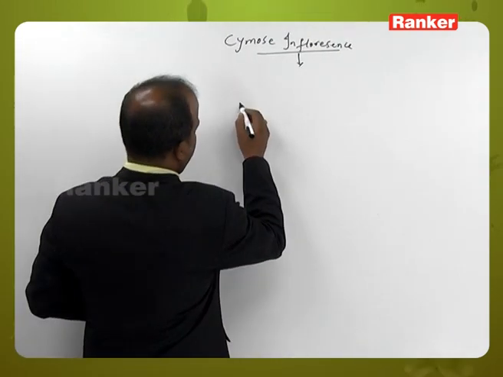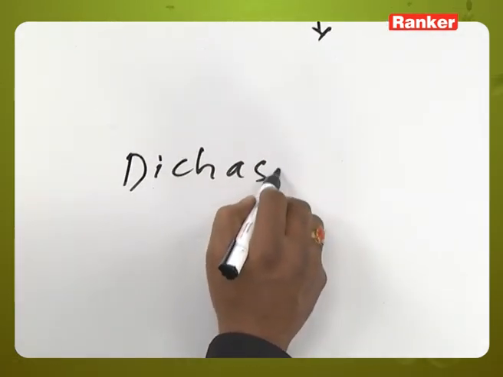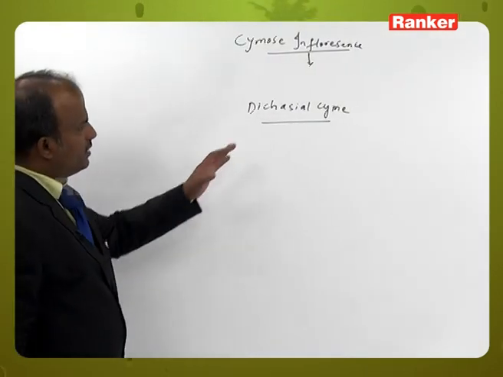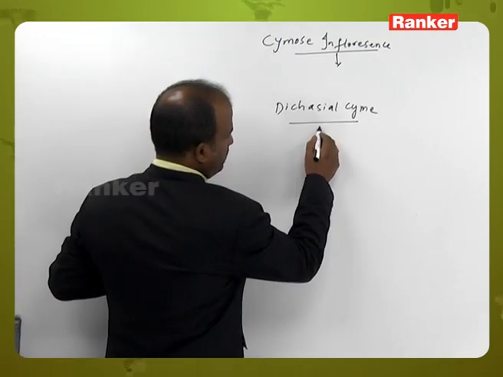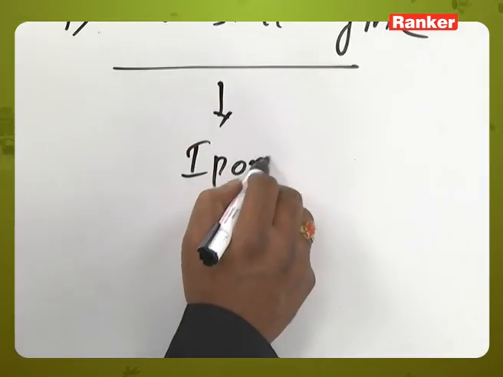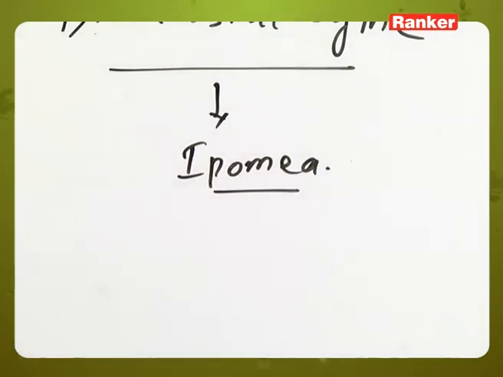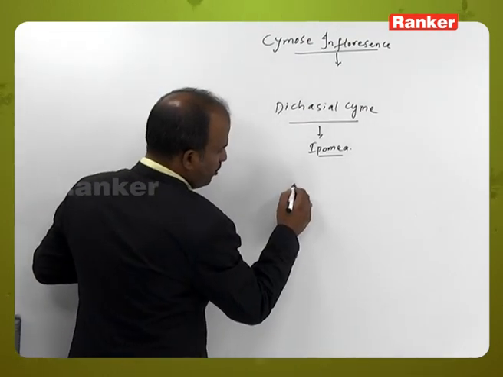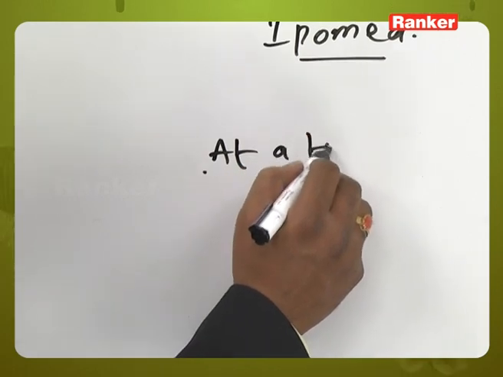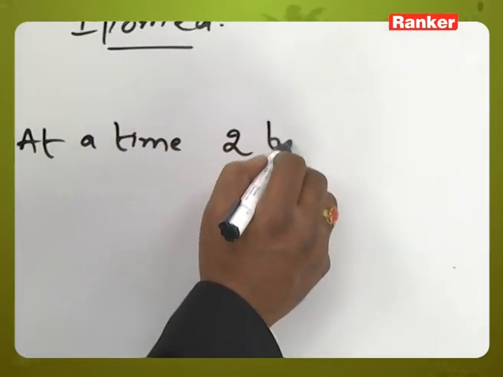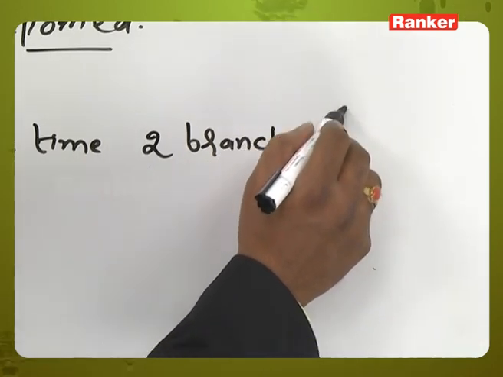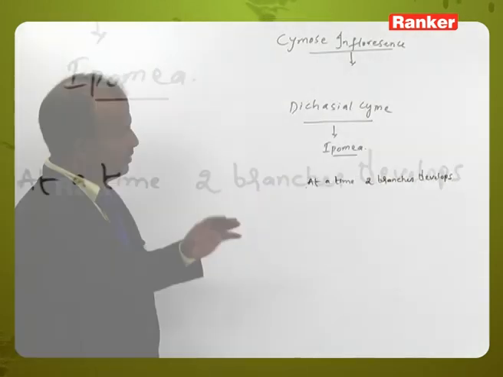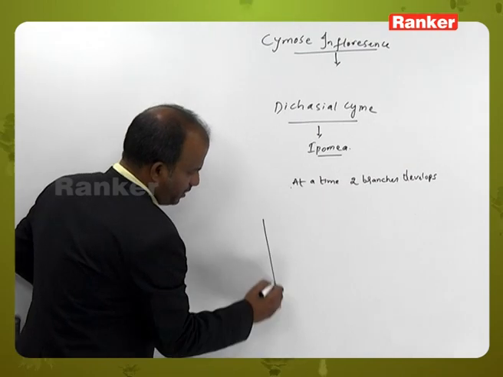Next goes to dichasial cyme. In this dichasial cyme, one example is Hamelia. In this dichasial cyme, what happens is that at a time 2 branches develop. At a time how many branches are developing? Two branches are developing.